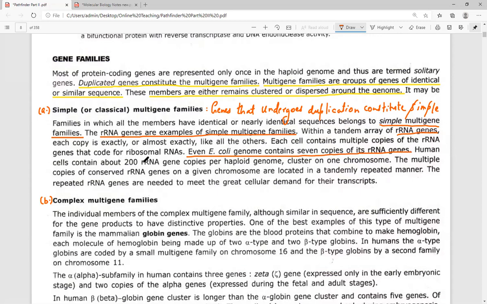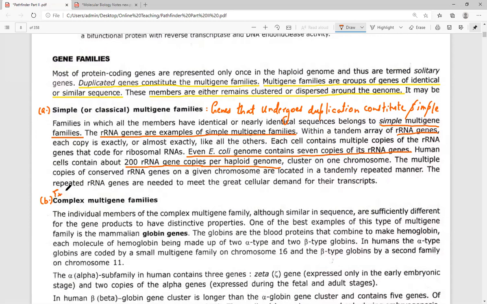Okay. Now, humans contain approximately 200 rRNA gene copies per haploid genome. So these rRNA genes lead to the formation of simple multi-gene families. The multi-gene copies of conserved RNA are present over the given chromosome. Now, do you know that there are other multi-gene families which are also present? Can you name a multi-gene family which is present in humans and animals, but is absent in plants?